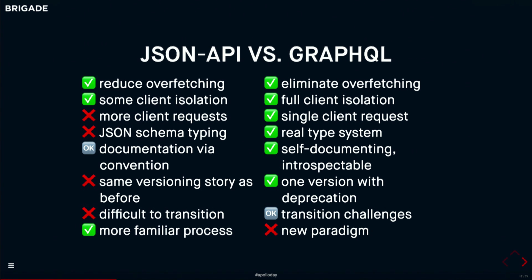So we could completely eliminate overfetching. We could stay with just a single client request. And we have a real type system, so we could do all the schema validation, all the great tooling that we can build around something that has that sort of structure. Not only that, but the clear laundry list of benefits made it easy for us to sell this to our client teams, our server teams, and of course, management, who had to give us the leeway to build this.